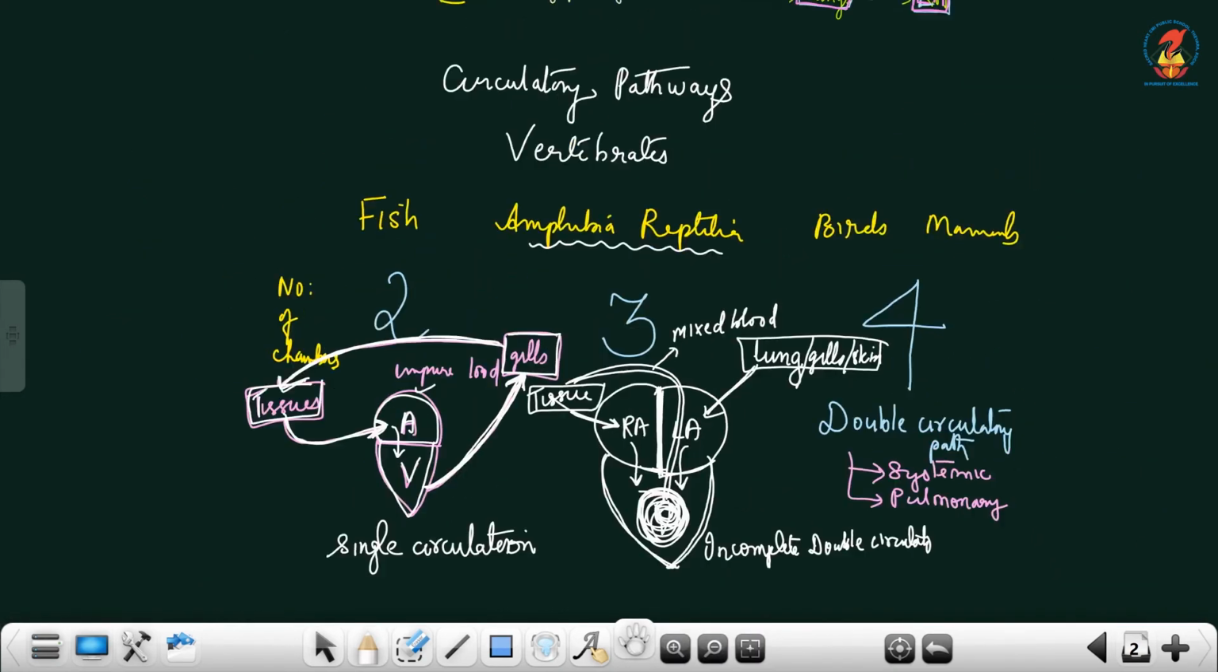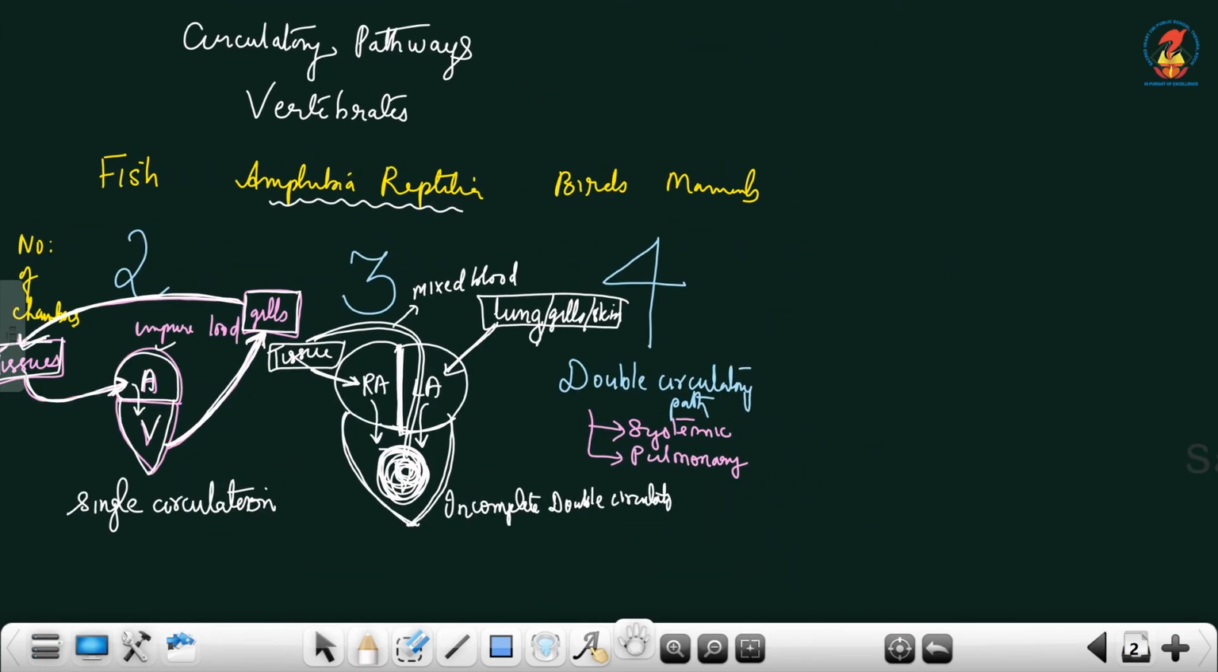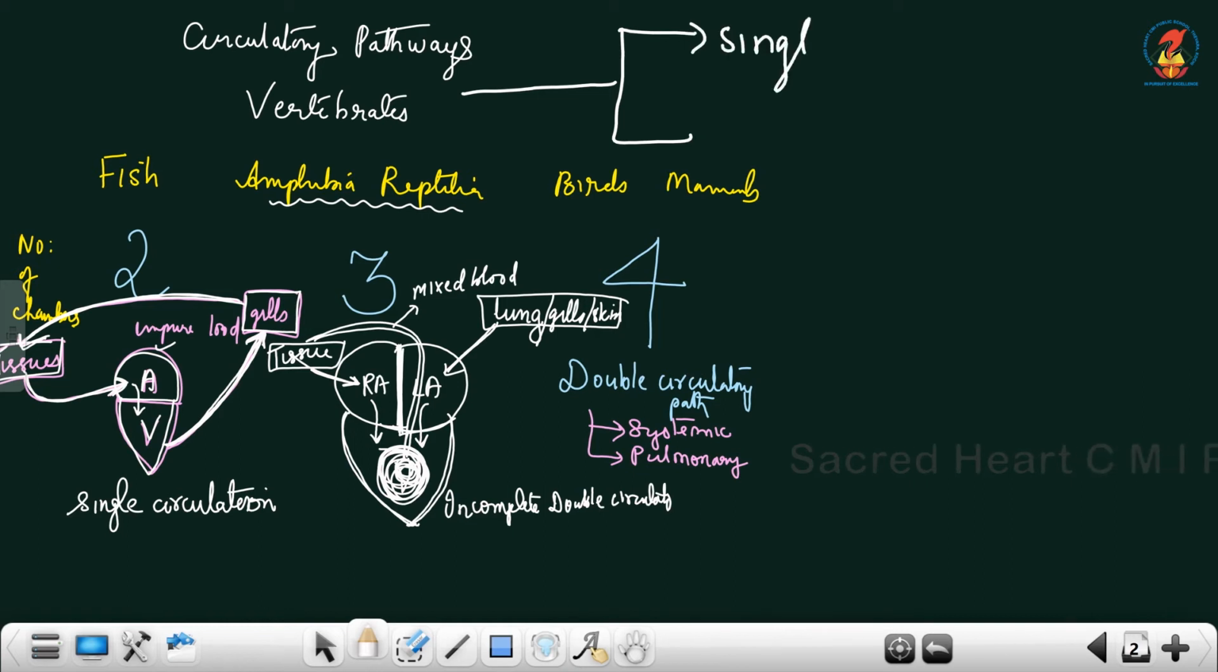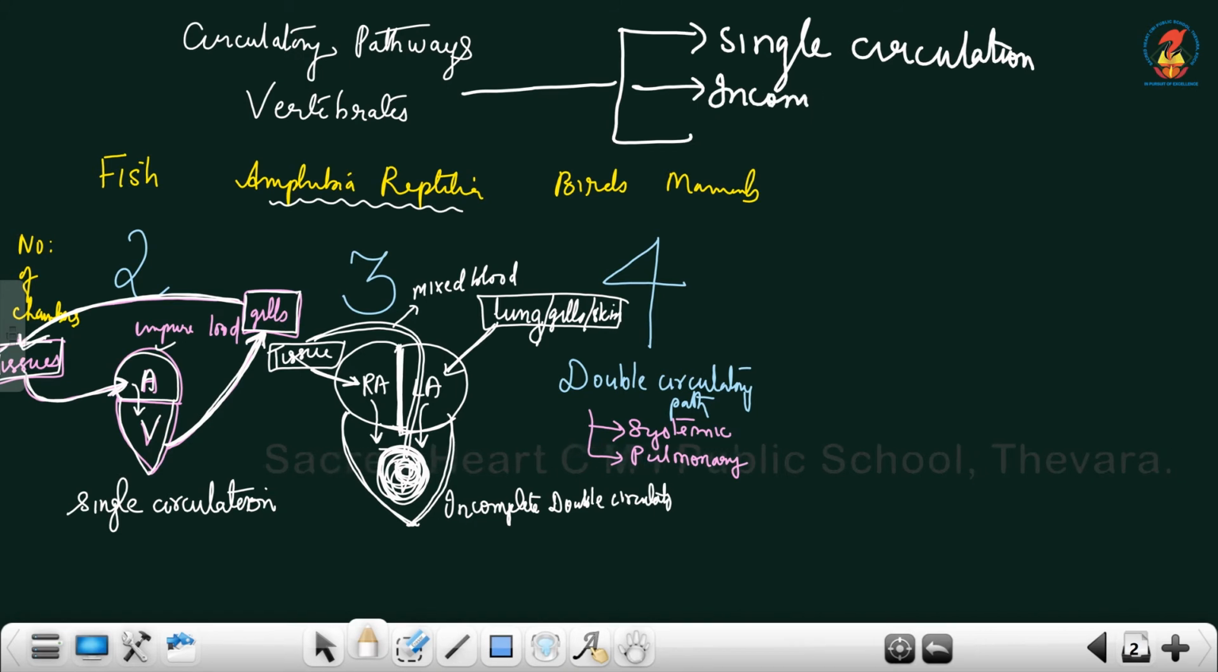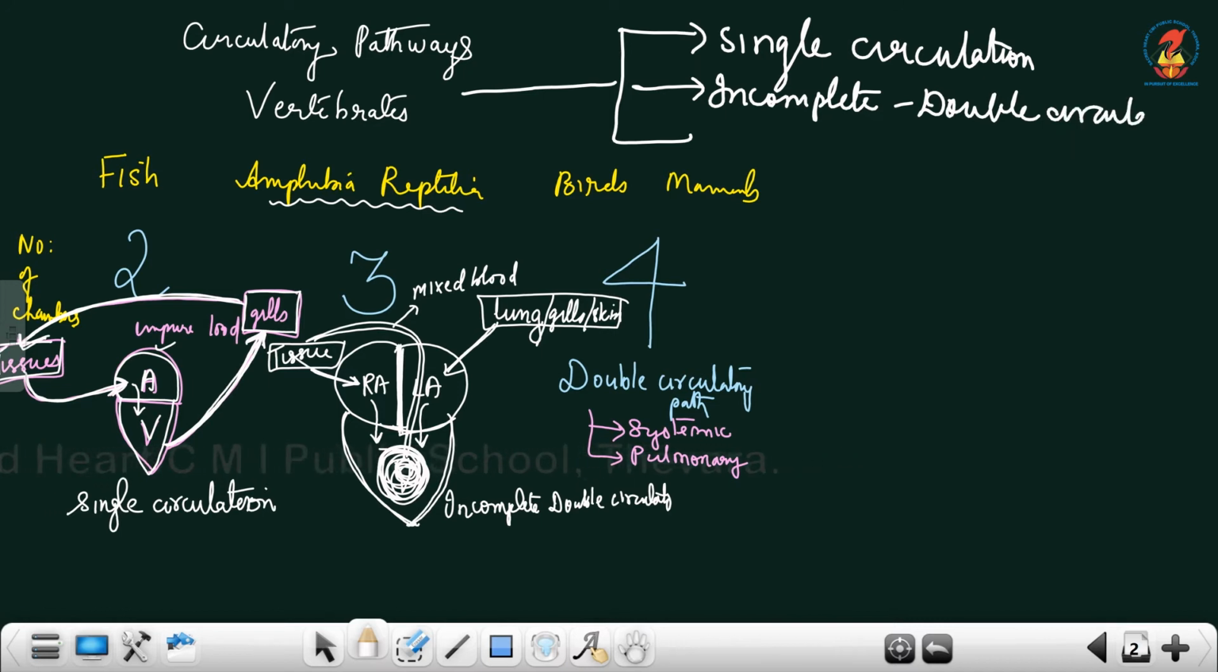So now we saw in vertebrates there are three types of circulatory pathways, namely single circulation, incomplete double circulation, and the double circulation.